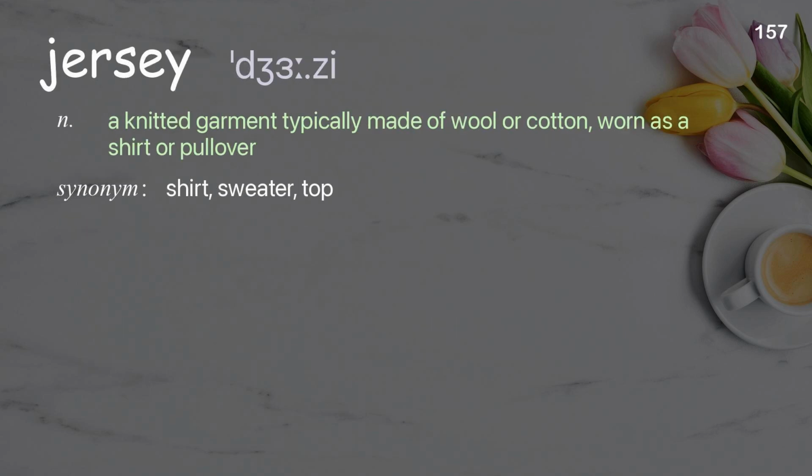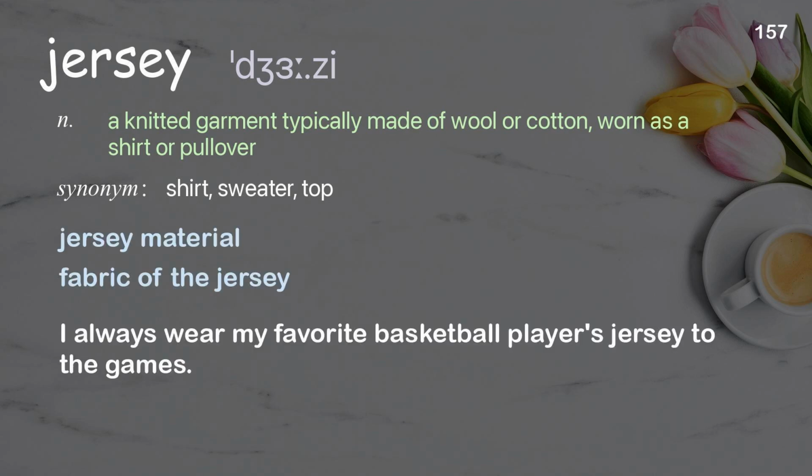Jersey. A knitted garment typically made of wool or cotton, worn as a shirt or pullover. Examples: jersey material, fabric of the jersey. I always wear my favorite basketball player's jersey to the games.